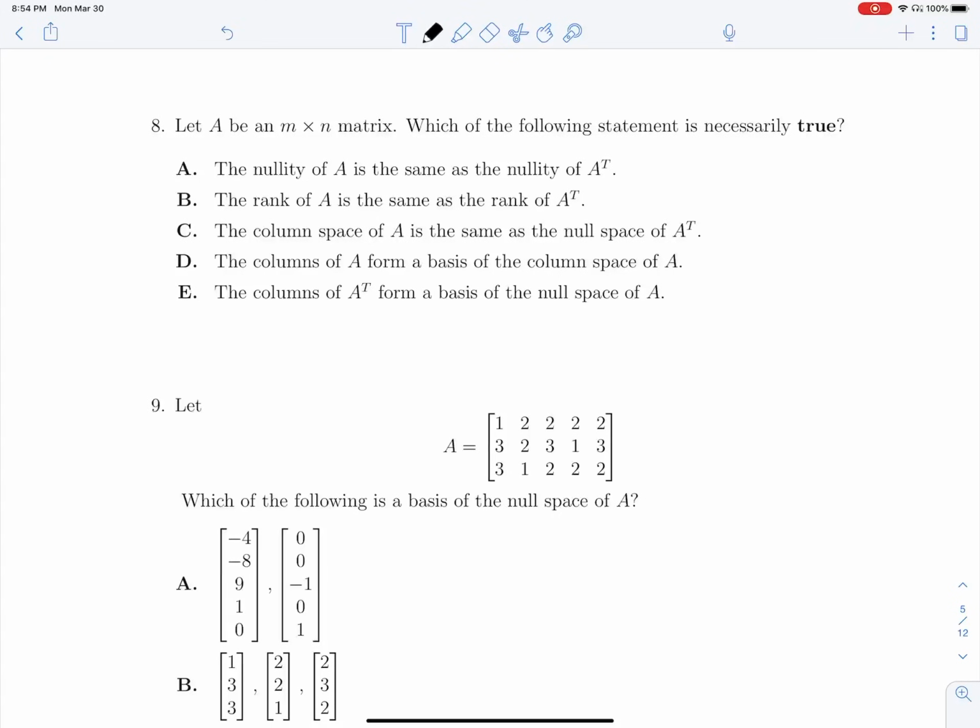But anyway, question 8, let's get going. Let A be an m by n matrix. Which of the following statements is necessarily true?